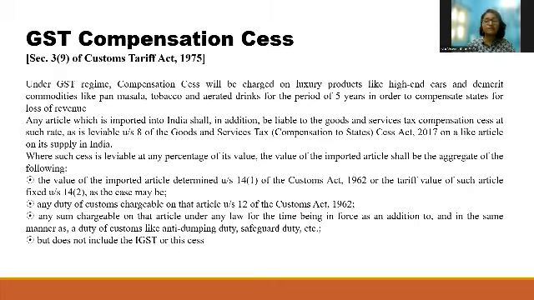GST compensation cess is applicable to goods that are manufactured in India and available for sale in India, like high-end cars, pan masala, tobacco. So if the same product is being imported to India, we need to charge GST compensation cess on the imported products as well. That's a small brief of the Customs Act, and all the topics covered in the syllabus of CMA Inter have been summarized for your reference.